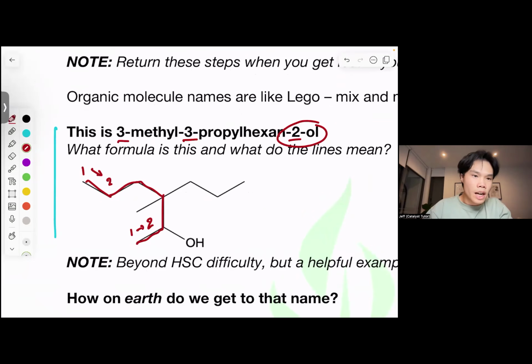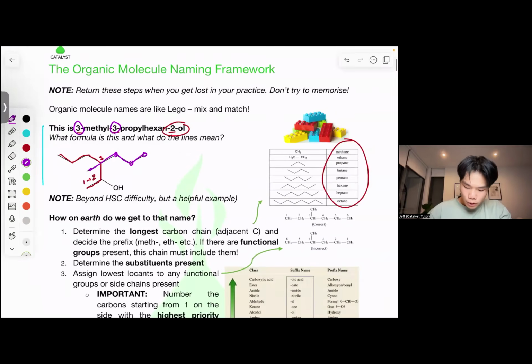Great, Zoe. So it has a higher priority, so you want the lowest number on the alcohol, and it makes the most sense here. And then based on that, as you number around, you see that there's a methyl group coming off of the 3rd carbon, which implies that this is a 3-methyl and a 3-propyl for 1, 2, 3 carbons. Why have we done methyl before propyl? Alphabetical order, good. And that's how you name basically any molecule.